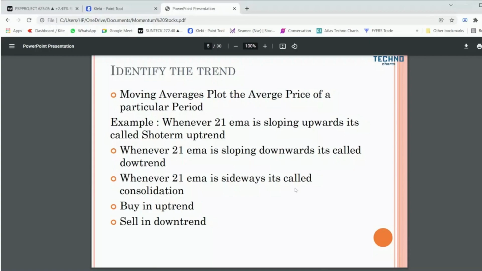If you're a momentum trader, then you need to identify the trend of a stock, and for that we are going to use the 21 EMA. The 21 EMA is the moving average of the past 21 days of trading. Whenever the 21 EMA is sloping upwards, it is called a short-term uptrend. Whenever the 21 EMA is sloping downwards, it is known as a downtrend, and whenever the 21 EMA is sideways, it is called a consolidation.